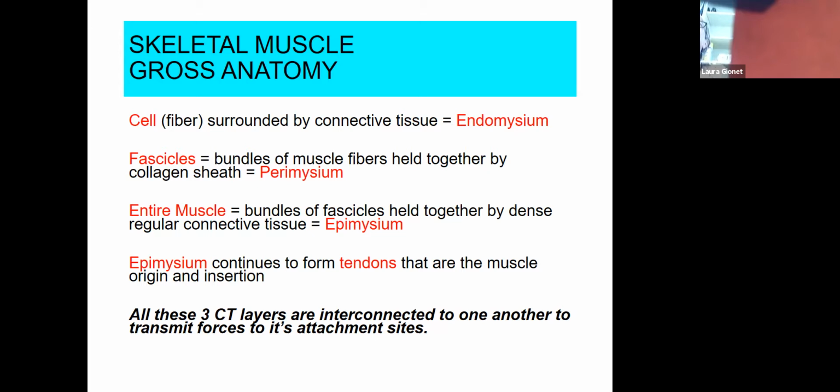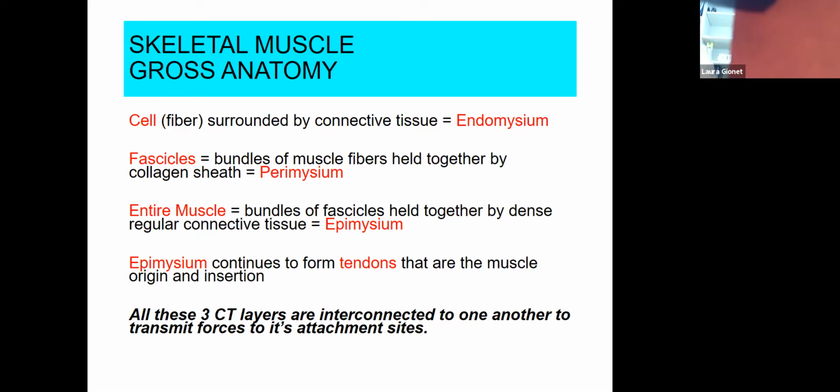In reality, these connective tissues, the endomysiums of all the cells, eventually connect and attach to the perimysiums. And then all the perimysiums of all these different fascicles interconnect with one another and connect to the epimysium. And this is so as each cell contracts, it pulls on its endomysium, which then creates force on the perimysiums and the epimysium, and then ultimately on the tendons, so you get contraction.